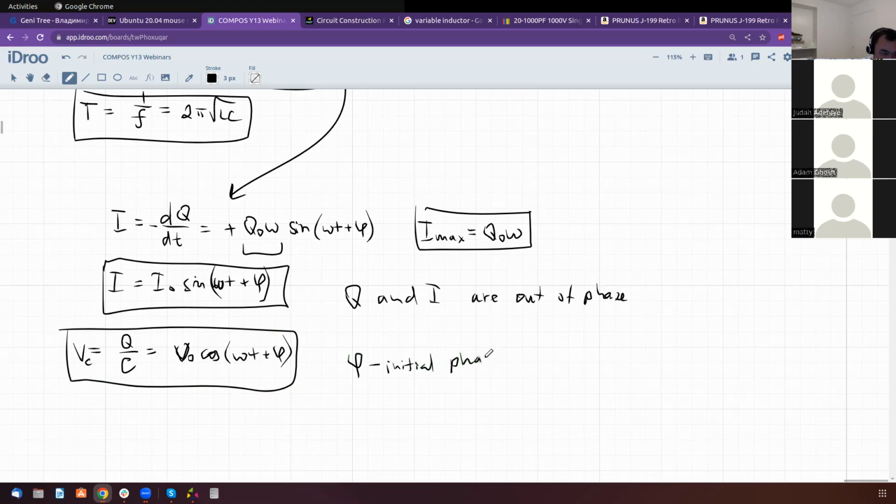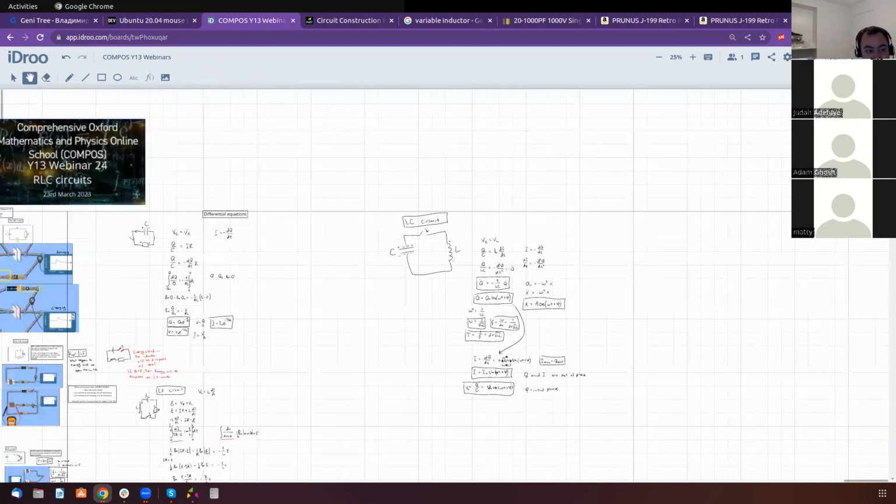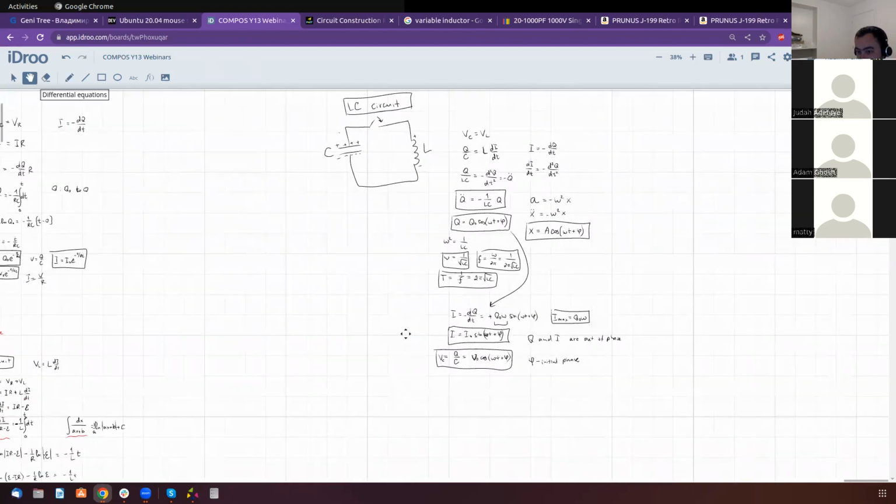It depends on where you start. Do you start with the capacitor charged, or do you start with the inductor carrying current? Just like a swing. Do you push the swing, or do you pull it and let it go? This is why, in one case phi is 0, in the other case phi is pi over 2.